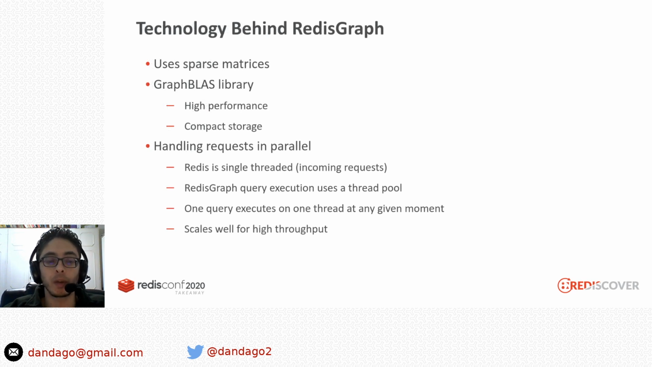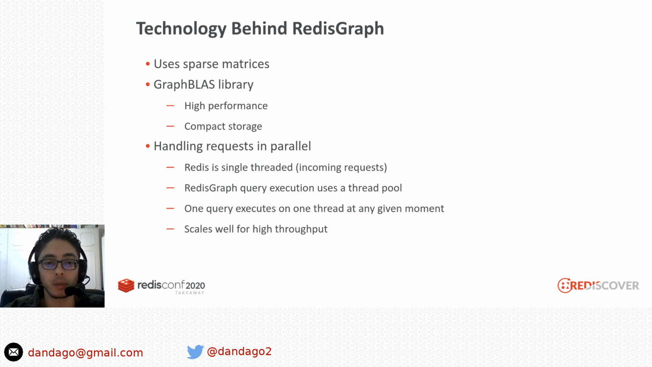RedisGraph uses sparse matrices to internally represent the graph data. It also leverages the highly optimized GraphBLAS library, which gives a combination of extremely high performance and very compact storage.